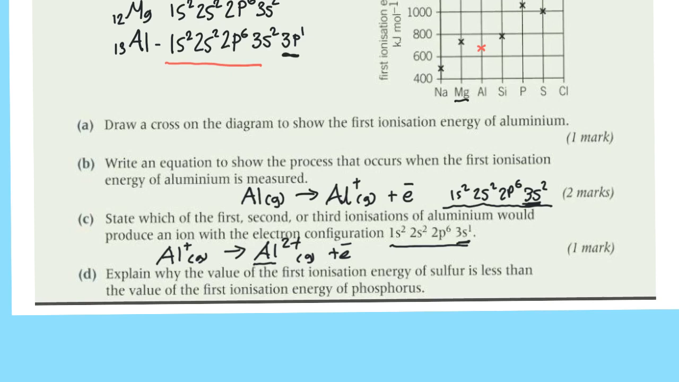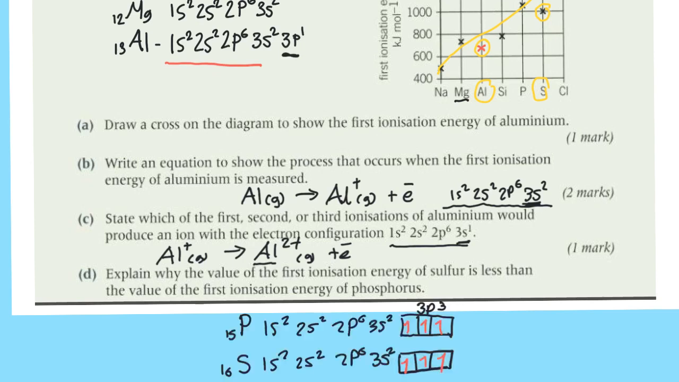Here is the second anomaly in the trend. So the trend, remember, as you go across a period, is a general increase in ionisation energies with 2 anomalies, 2 elements that deviate from the trend. First is aluminium, and now let's look at sulfur.